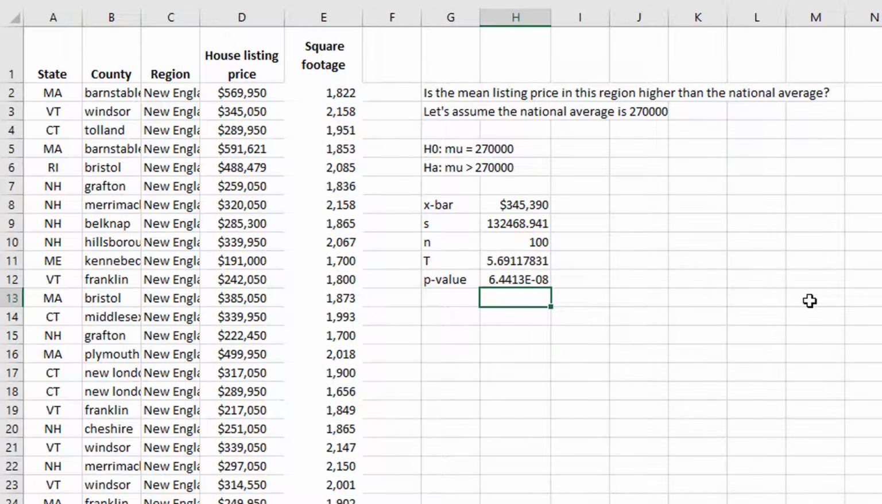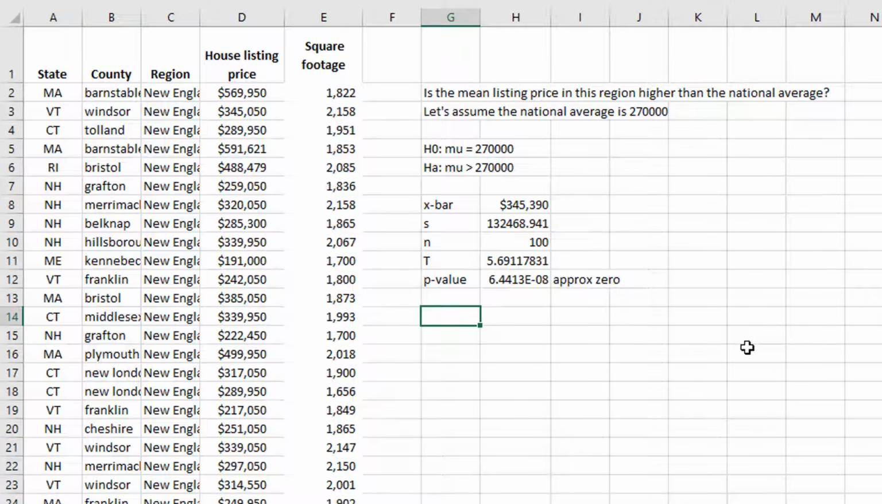I knew this is going to be basically 0. Now, this might look like a big number, 6.44, but that's times 10 to the negative eighth. That means you take 6.4413, you move the decimal place 8 places to the left. That's going to be 0.00000006, which is approximately 0.